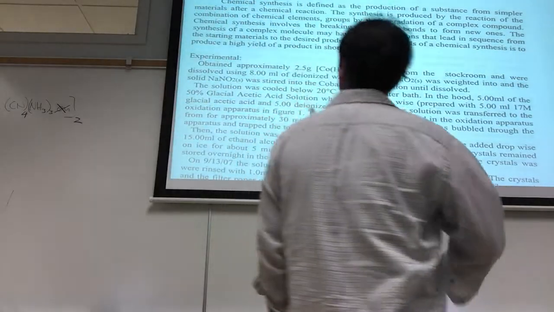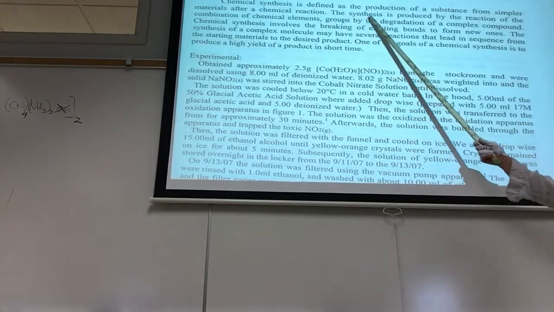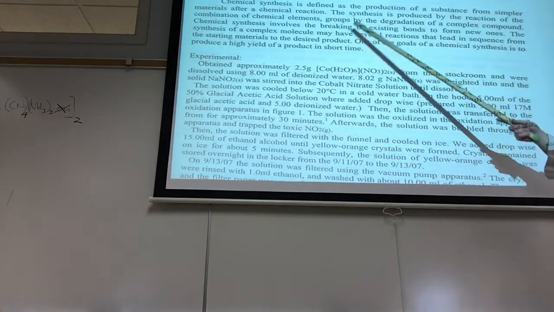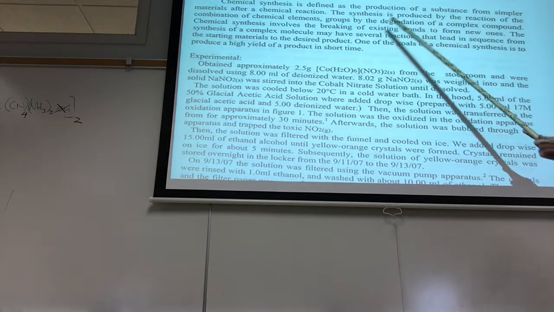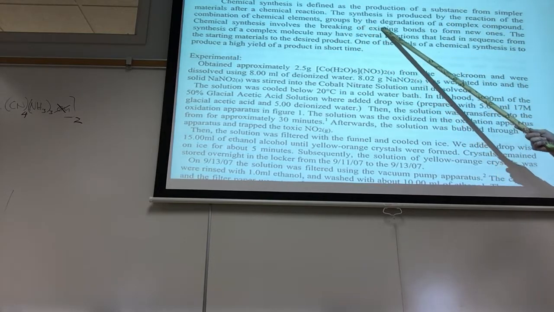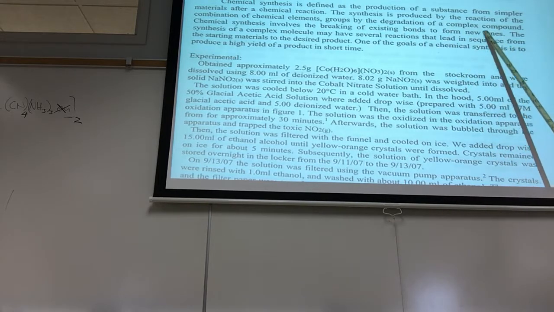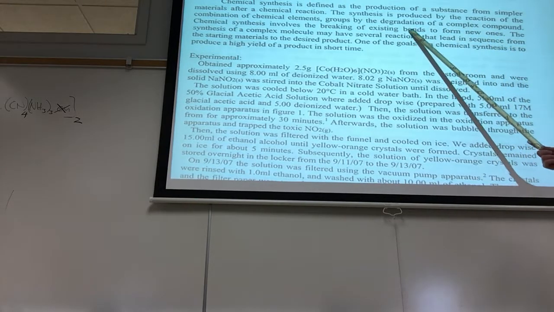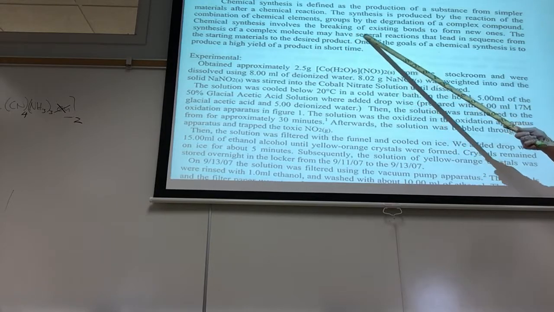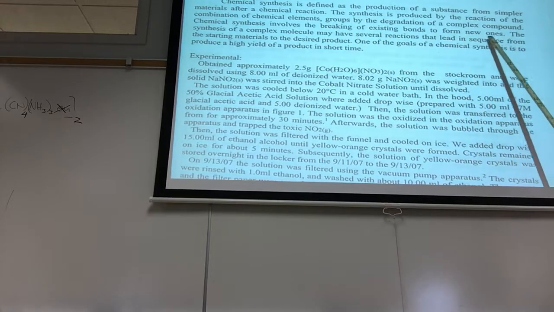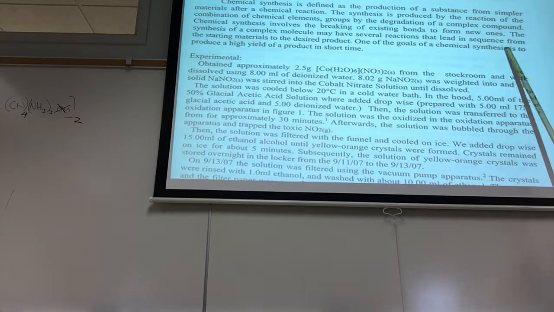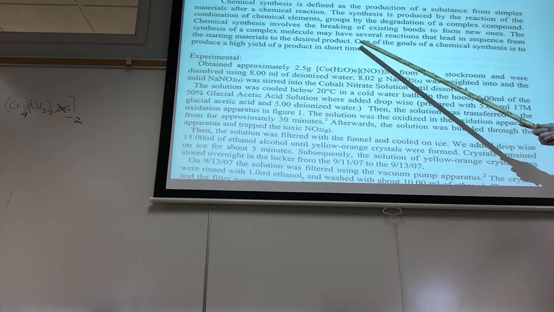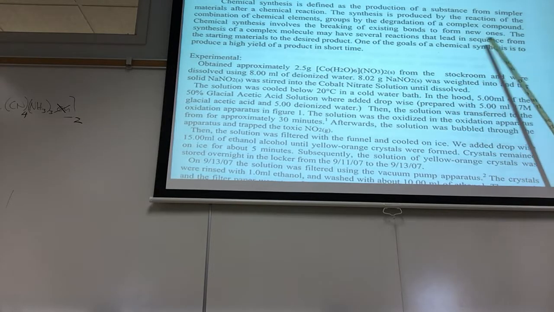And so all this person wrote was, chemical synthesis is defined as the production of a substance from simpler materials after a chemical reaction. The synthesis is produced by the reaction of the combination of the chemical elements groups by the degradation of a complex compound. That's a little bit confusing for me. Chemical synthesis involves the breaking of existing bonds to form new ones. The synthesis of a complex molecule may have several reactions that lead in sequence from the starting materials to the desired product. One of the goals of a chemical synthesis is to produce a high yield of a product in a short time.